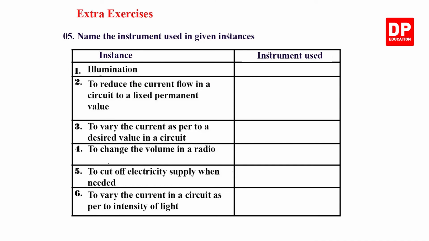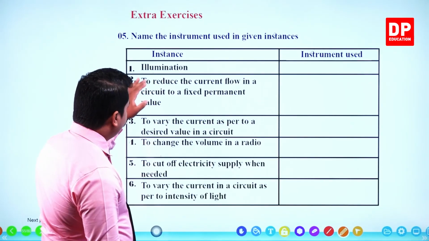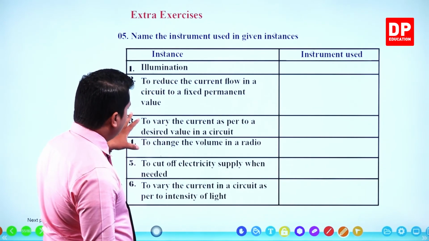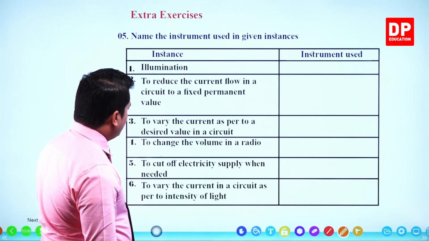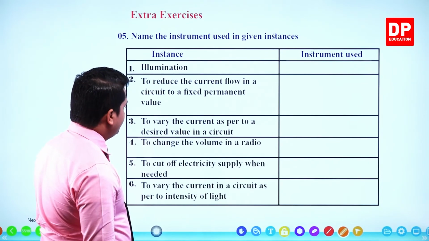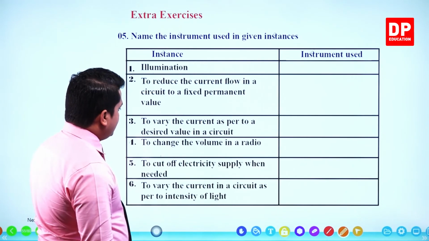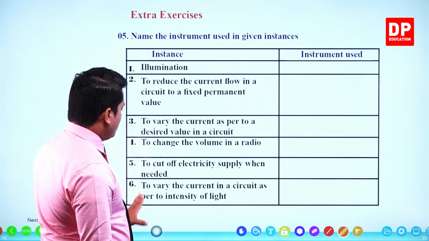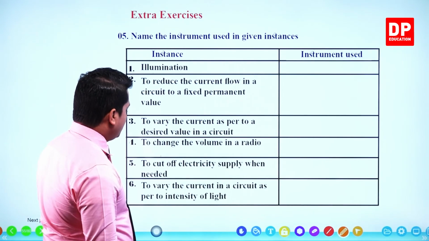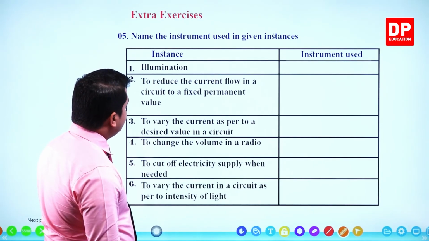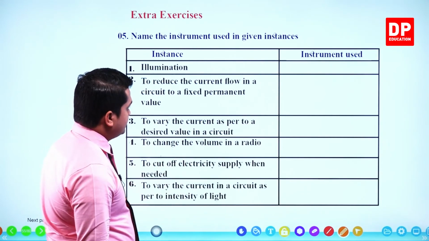Name the instrument used in given instances. Several instances are given: illumination, to reduce the current flow in a circuit to a fixed permanent value, to vary the current as per a desired value in a circuit, to change the volume in a radio, to cut off electricity supply when needed, to vary the current in a circuit as per intensity of light. Right, so you have to write down the instrument used in each of these instances.